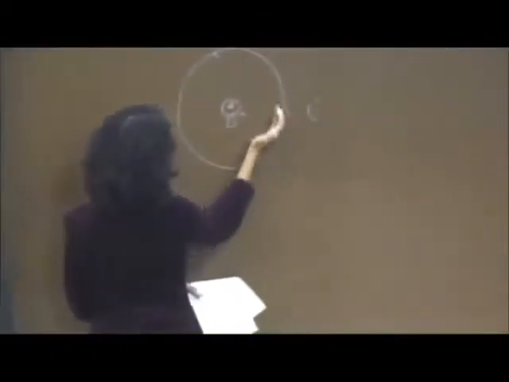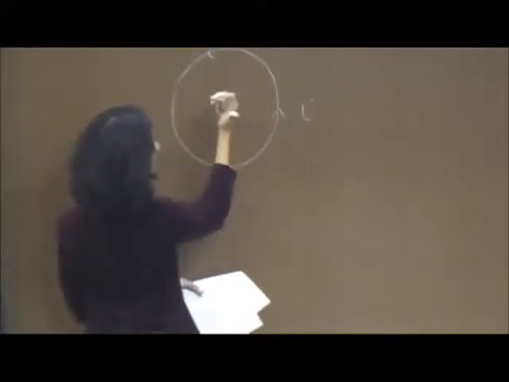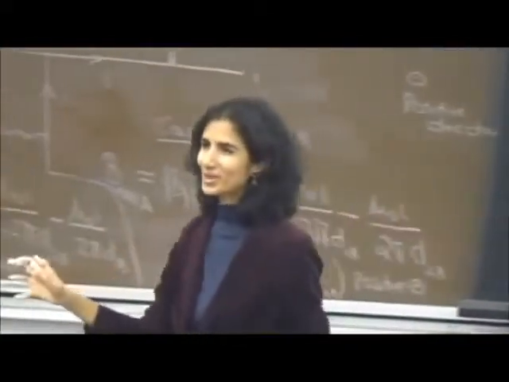Sometimes books also tell you an easy way to figure out the direction of magnetic field at the center: put all of your fingers in the direction of current and your thumb will be in the direction of magnetic field. If you find it confusing, don't worry. Just use the one that I have taught you all the time. That will serve you well.